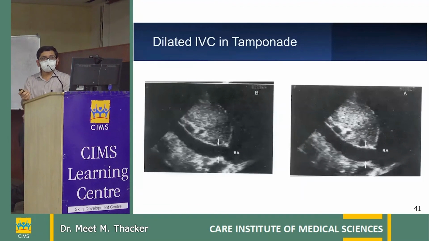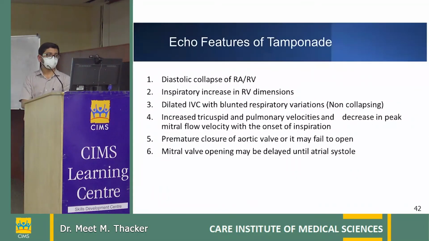The IVC, as we have discussed earlier, is always dilated in cardiac tamponade and non-collapsing. In any patient with pericardial effusion, if we are suspecting tamponade but the IVC is collapsing, that basically rules out cardiac tamponade. Echo features of tamponade: diastolic collapse of RA and RV, inspiratory increase in RV dimensions, dilated IVC with blunted respiratory variation, that is, it is non-collapsing, increased tricuspid and pulmonary velocities, premature closure of the aortic valve, or it may fail to open.